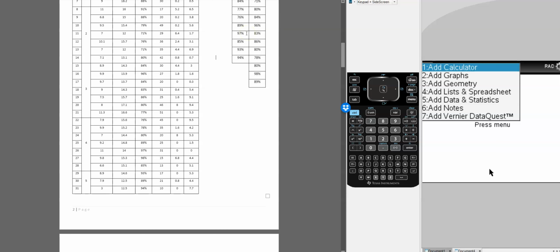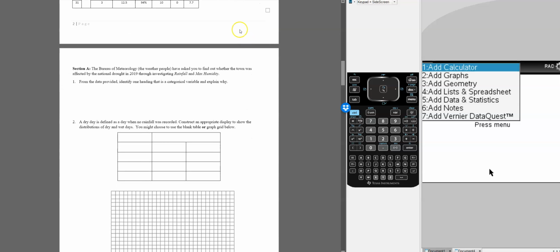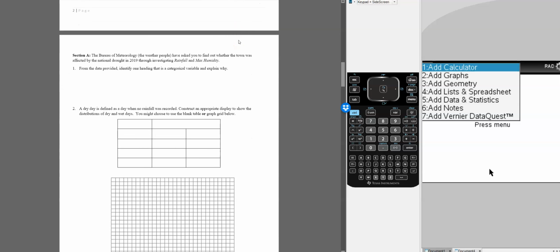And let's look at the first question. The first question here says, the Bureau of Meteorology, the weather people, have asked you to find out whether the town was affected by the national drought in 2019 through investigating rainfall and max humidity. From the data provided, identify one heading that is categorical and explain why.